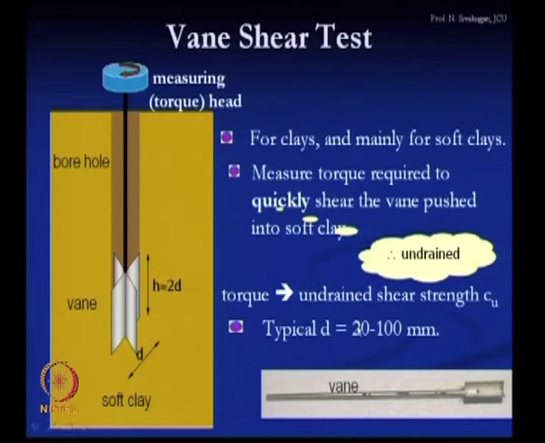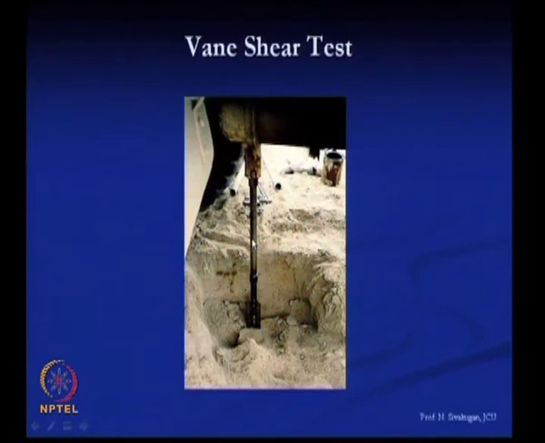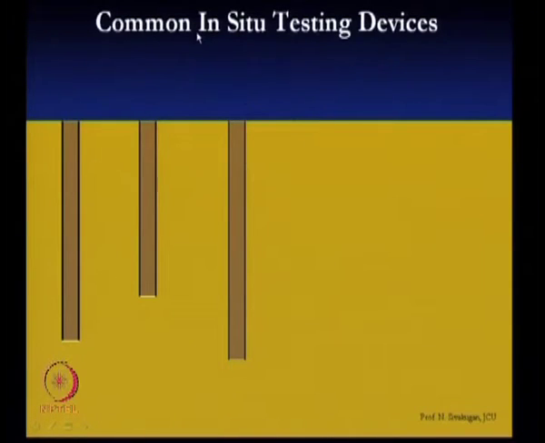Now, the typical D value used is 100 to 200 millimeter. So, the vane is inserted in the soil, then we apply the torque, and from that torque we can determine the undrained shear strength of the soil, which is suitable mainly for very soft clay. So, this is the vane shear test in progress, applying the torque in the soil.